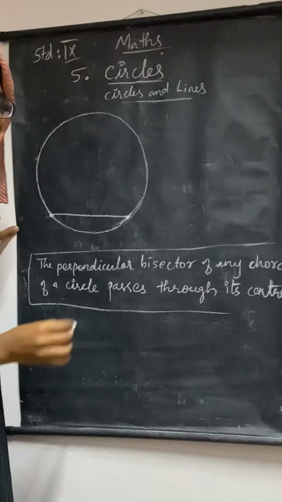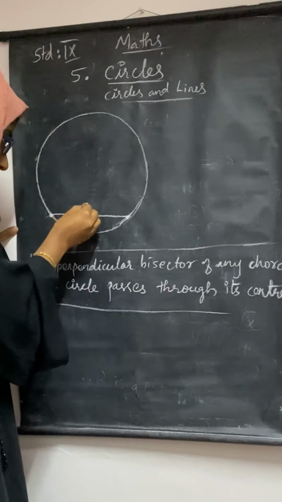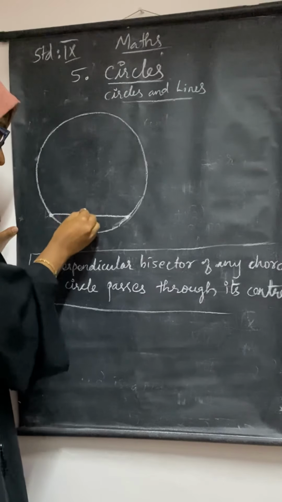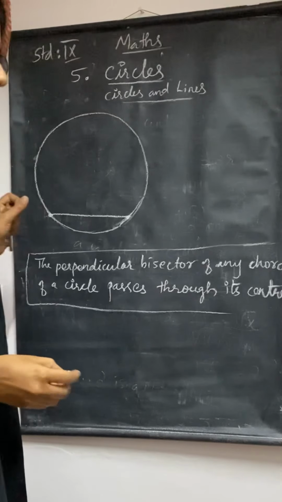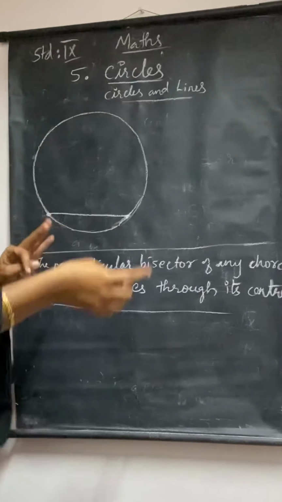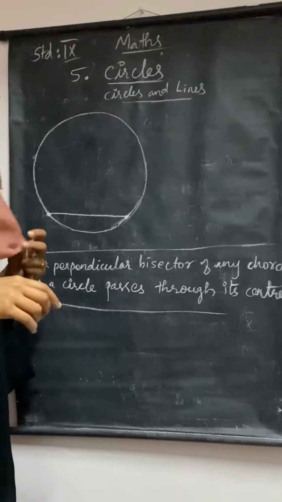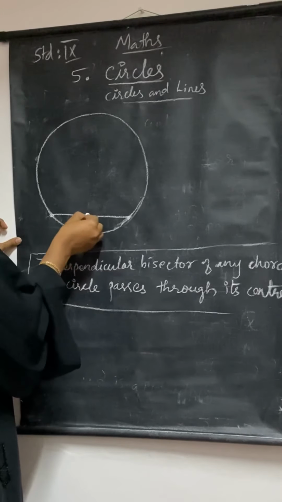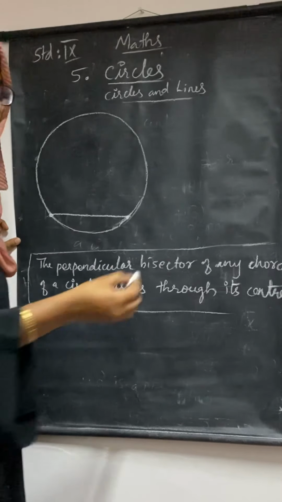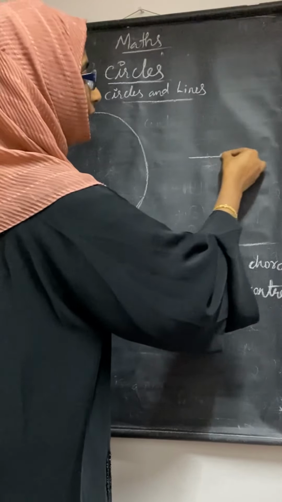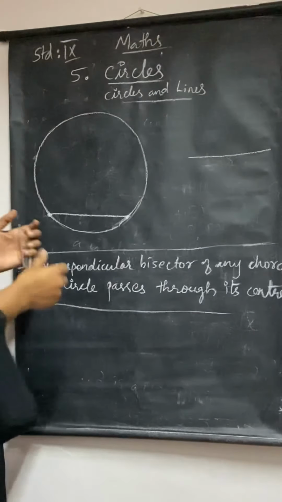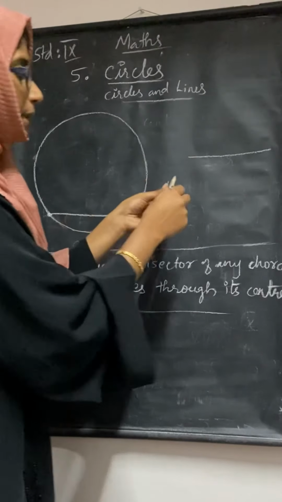So that may be the perpendicular bisector. No, perpendicular bisector means what? If I draw a line which comes to the center, that is called the perpendicular bisector. So I'm just checking whether I can get the center or not. So I want to draw the perpendicular bisector of this line. How to draw a perpendicular bisector of a given line? For example, this is a small line I am giving. I want to draw a perpendicular bisector.